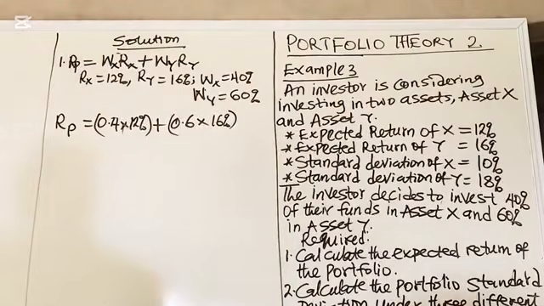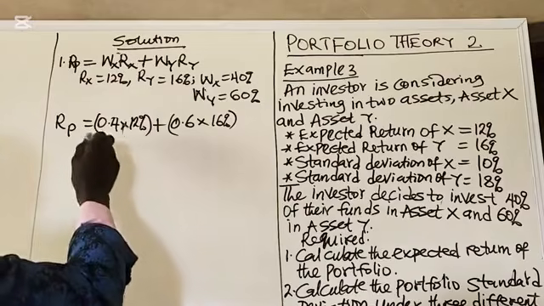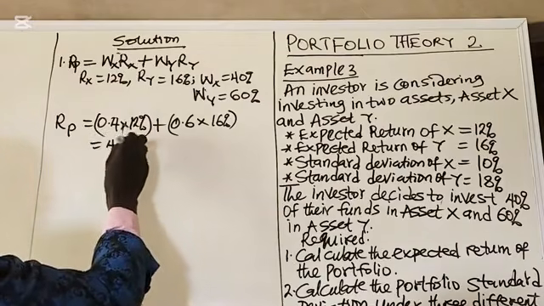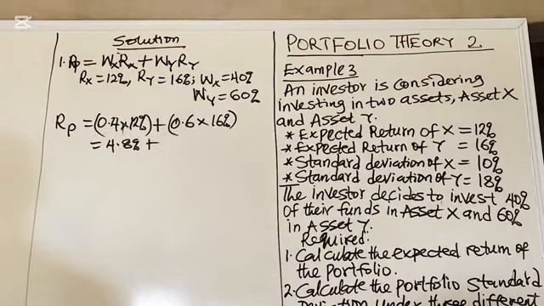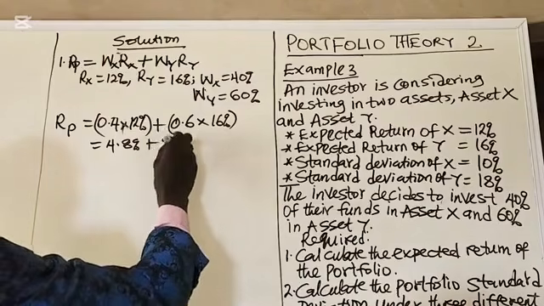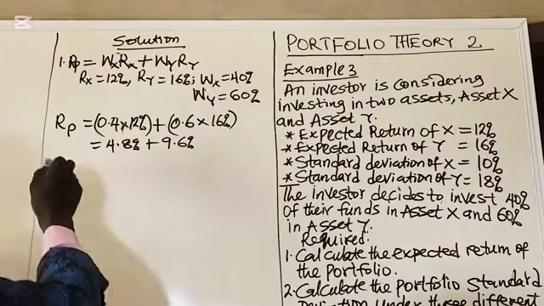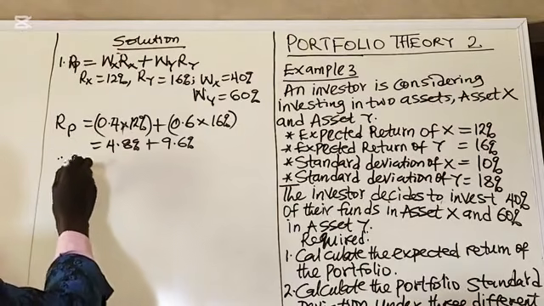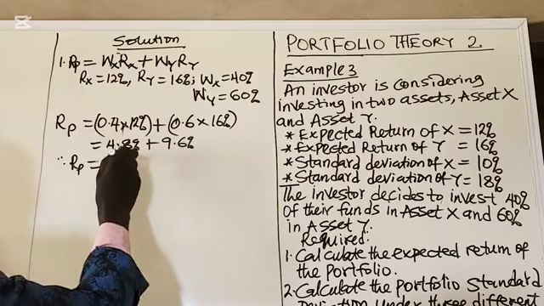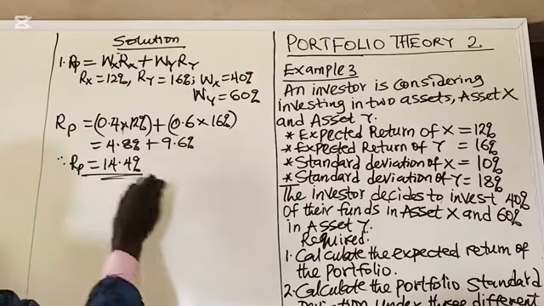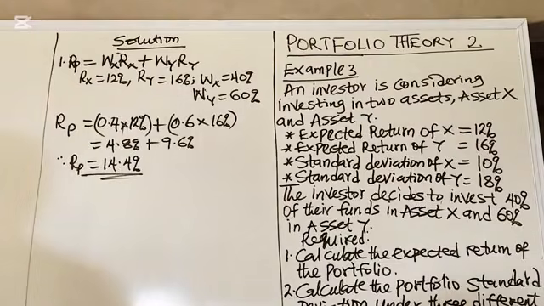So 0.4 times 12 gives us 4.8%, plus 0.6 times 16 gives us 9.6%. If you sum up the two returns, then you have 14.4%. Therefore, the expected return of the portfolio is 14.4%. That is the solution to number 1.